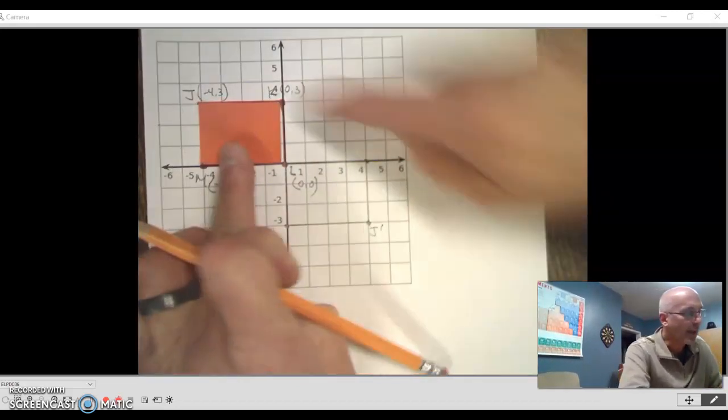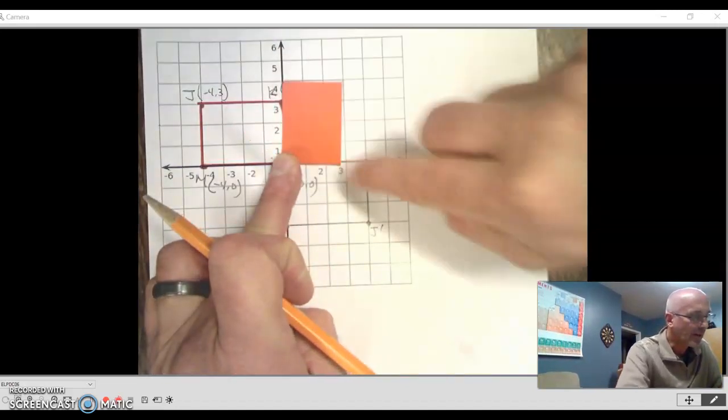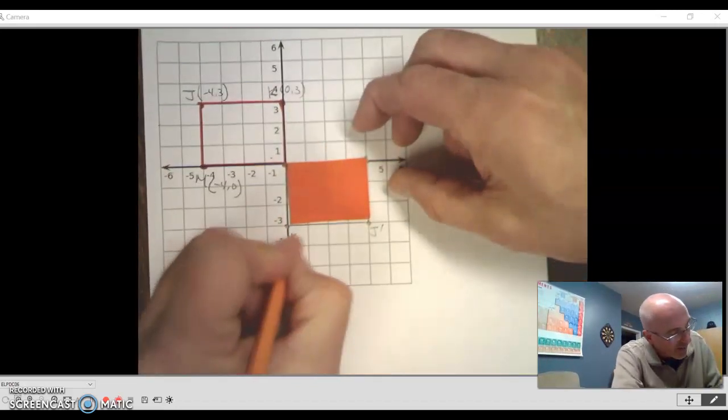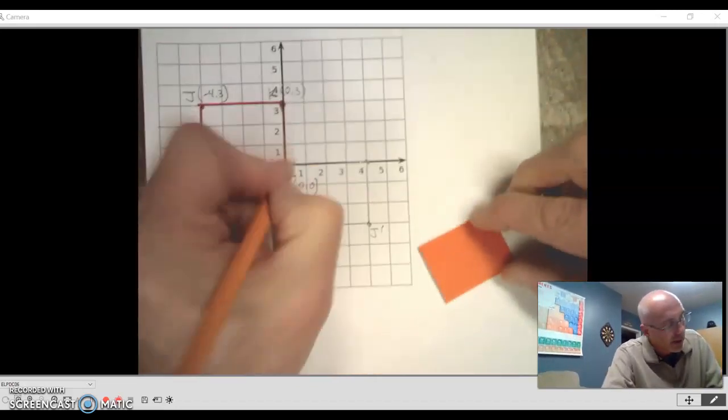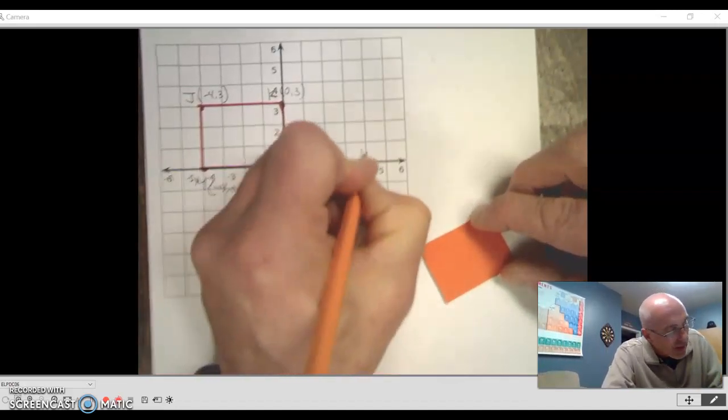Now let's see where my K is going to be. Here's K. And now I'm going to spin it around. So here is my K prime. My L prime is going to be the same. That leaves us M prime.